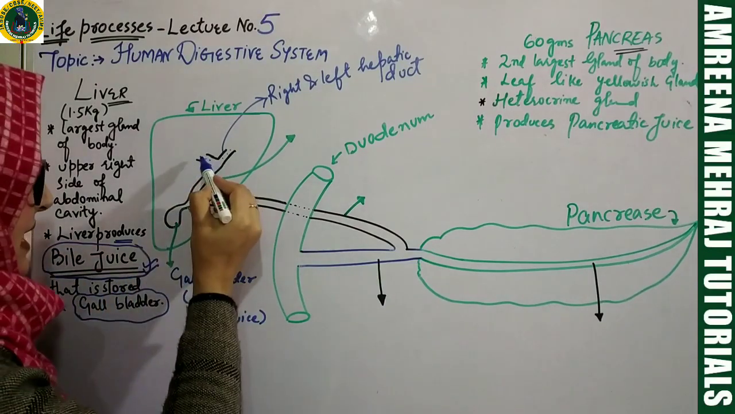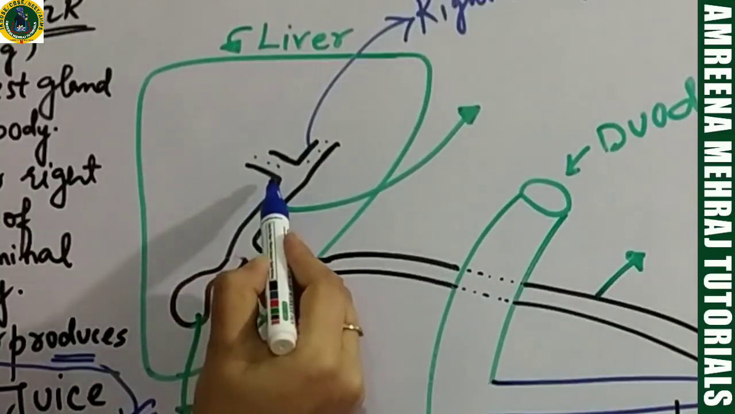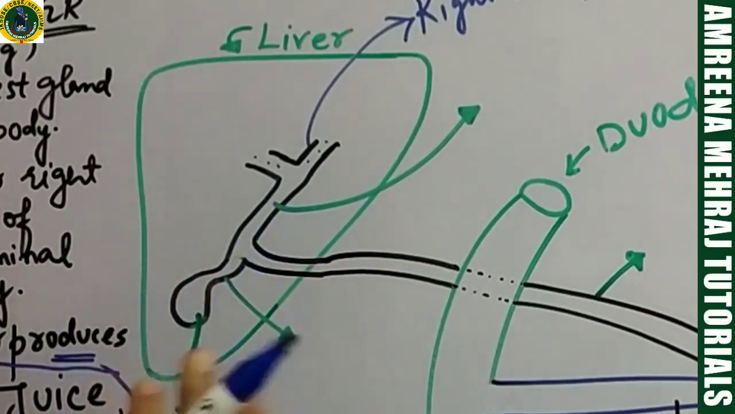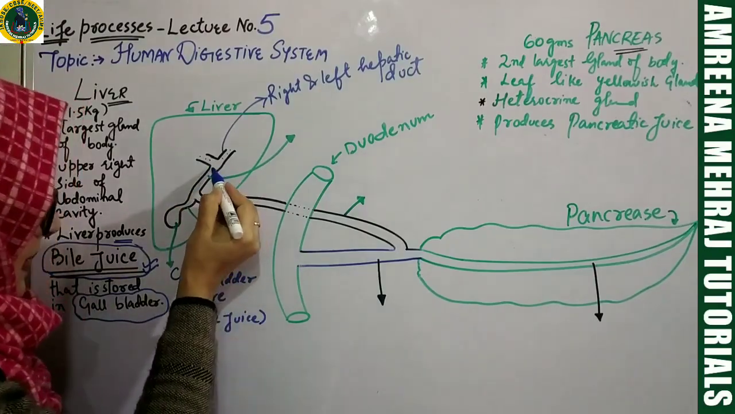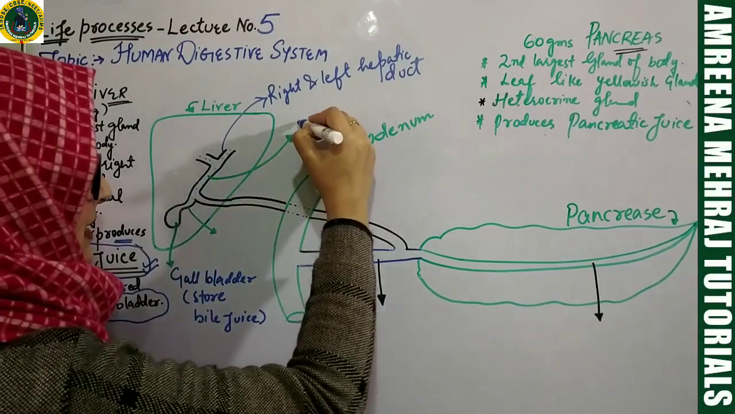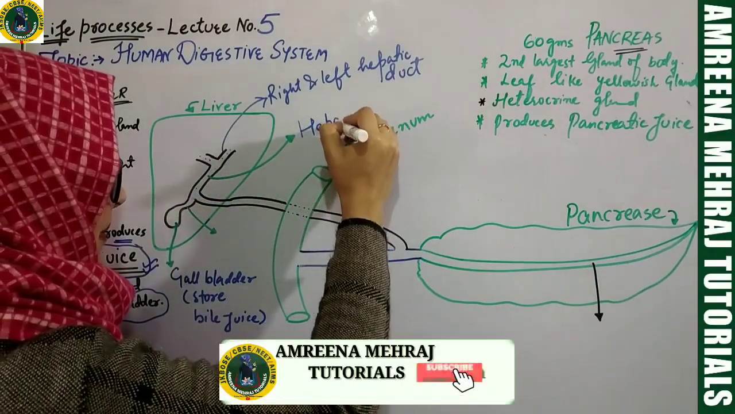Now, after the right and left hepatic duct, you see this small duct which is basically formed by the combination of the two. This duct from here to here is called the hepatic duct. You can call it the common hepatic duct.